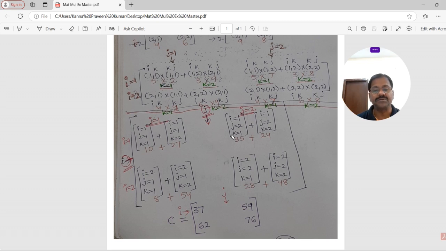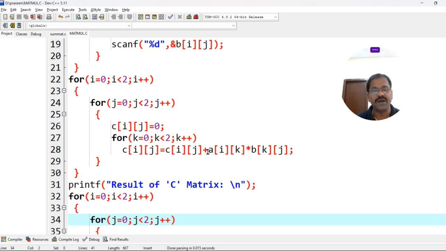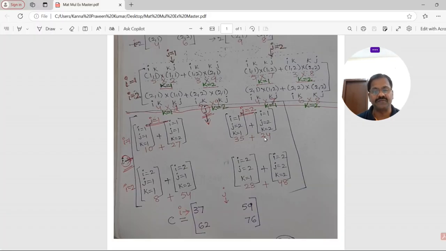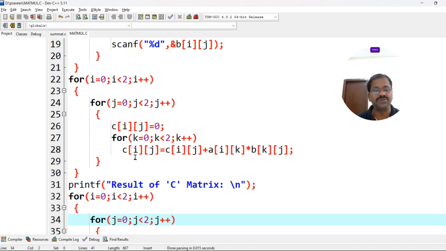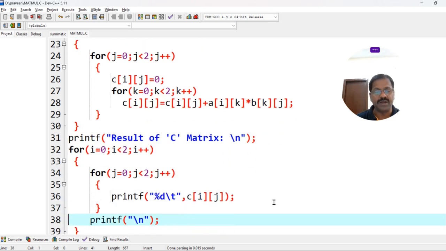First time in the C of ij this will be stored, 0 plus 35. Next time in the C of ij 35 will be stored. After that 35 plus this result, 35 plus 24, total 59 will be stored in this. Like that the loop will be iterated. Next we will get the result matrix.